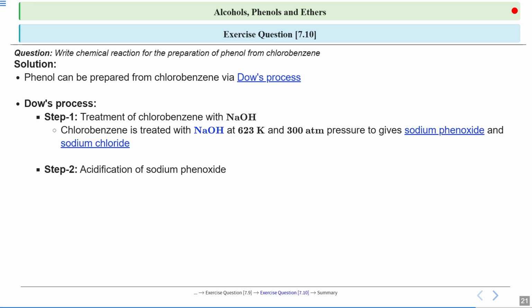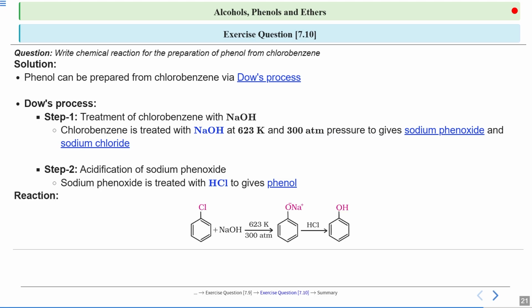The sodium phenoxide you get from step 1, you acidify in the presence of H positive. So sodium phenoxide treated with hydrochloric acid will give phenol as your major product. The reaction involves taking chlorobenzene and reacting it with sodium hydroxide, and you will get sodium phenoxide. This step 1 happens at 623 Kelvin and 300 atmospheric pressure, and you will get an intermediate, sodium phenoxide, O negative Na positive.